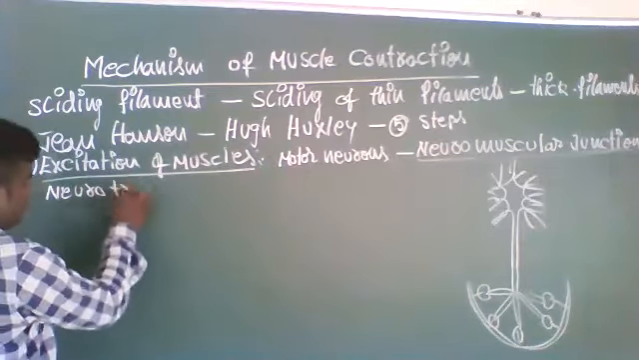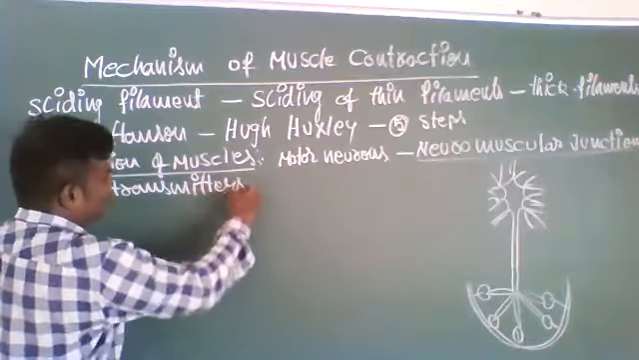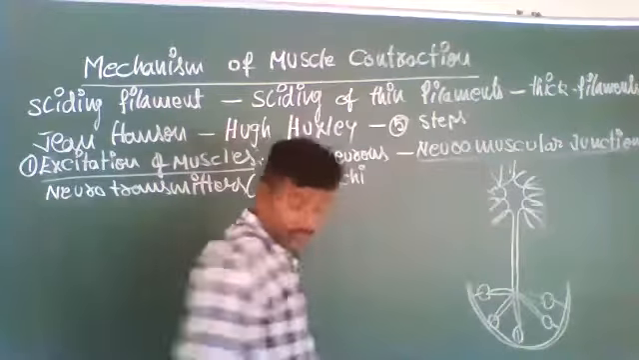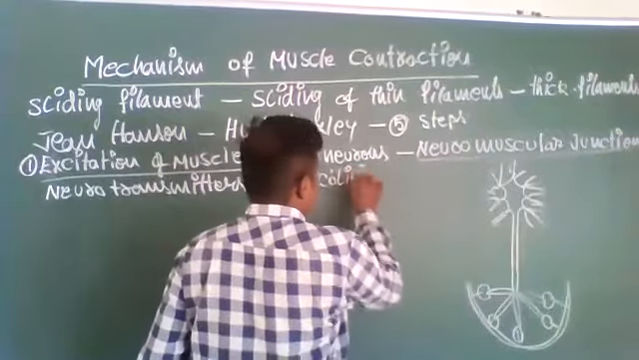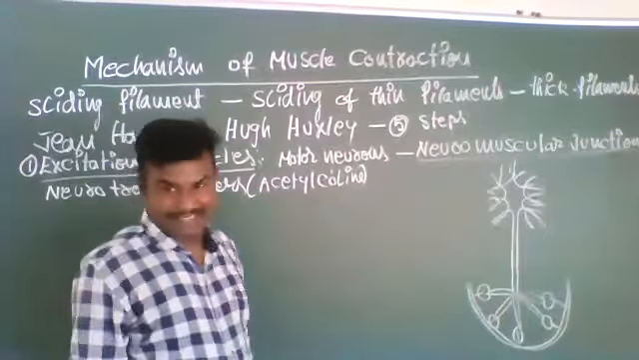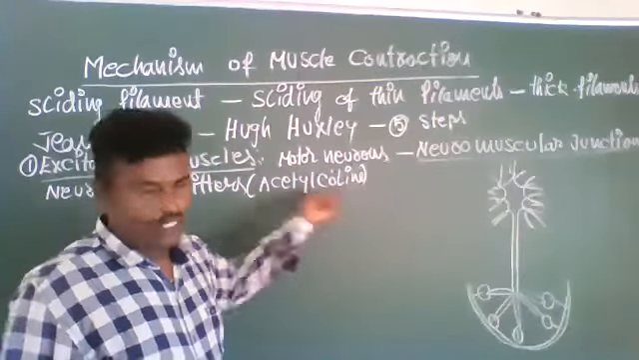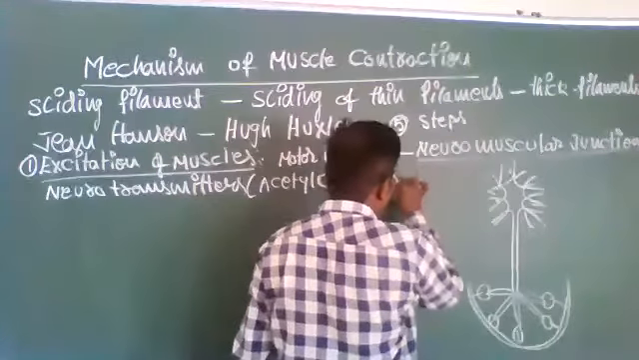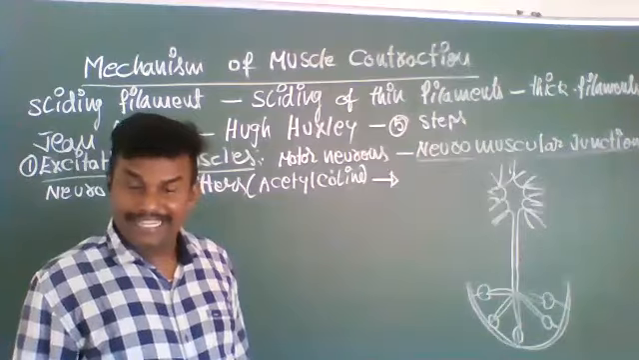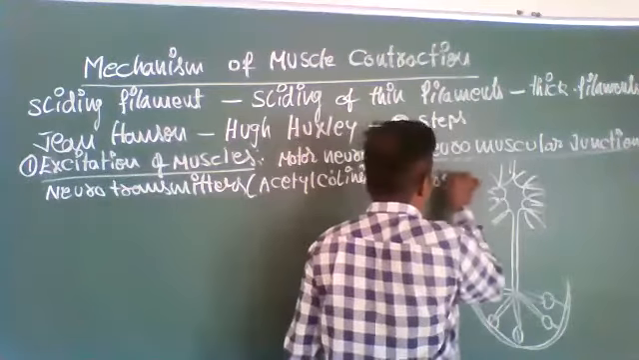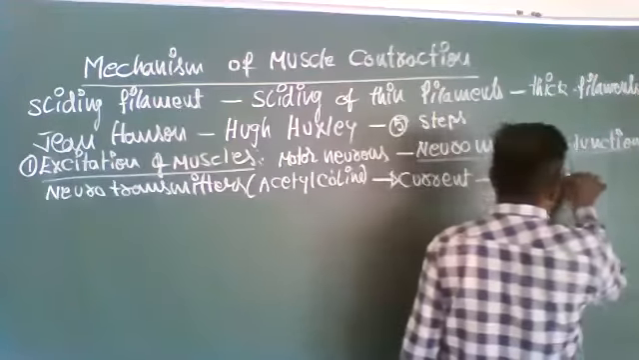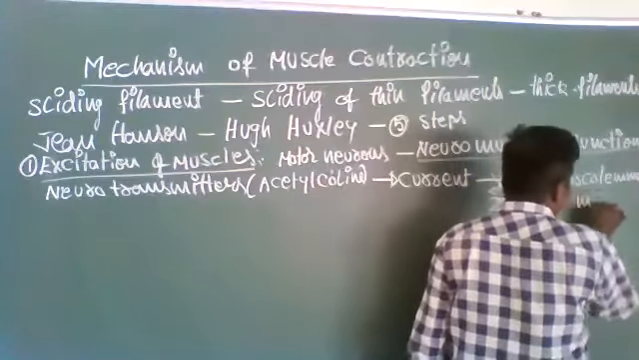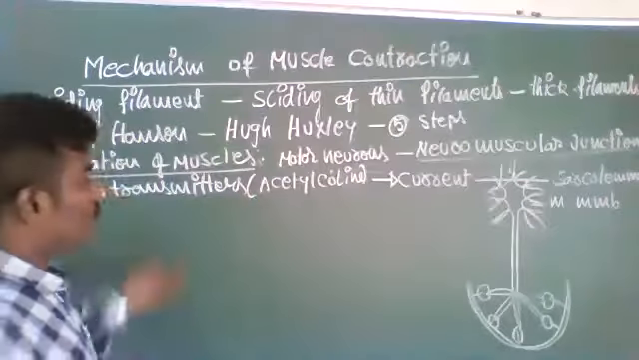The neuromuscular junction releases neurotransmitters, namely acetylcholine. This acetylcholine produces an action potential within the sarcolemma. Sarcolemma is nothing but the muscle membrane, and the action potential is nothing but current.